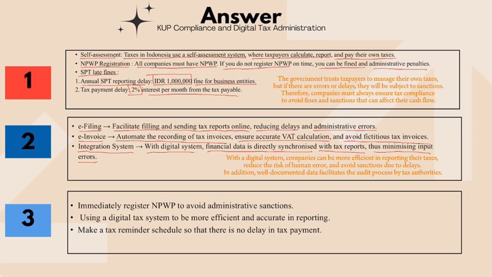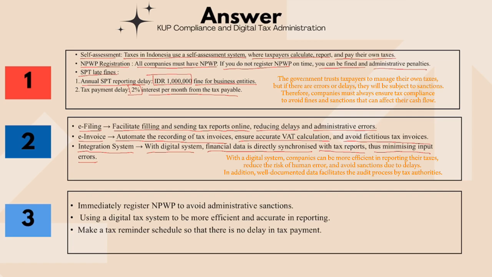And the last is number three, corrective measures for future compliance. Number one, immediately register the NPWP to avoid administrative sanctions. Number two, use a digital tax system to be more efficient and accurate in reporting. Number three, make a tax reminder schedule so that there is no delay in tax payment. Why are these steps important? Failure to fulfill tax obligations can result in fines, interest, and potential tax audits from the government. With corrective action, companies can be more disciplined in tax management and minimize financial risks.